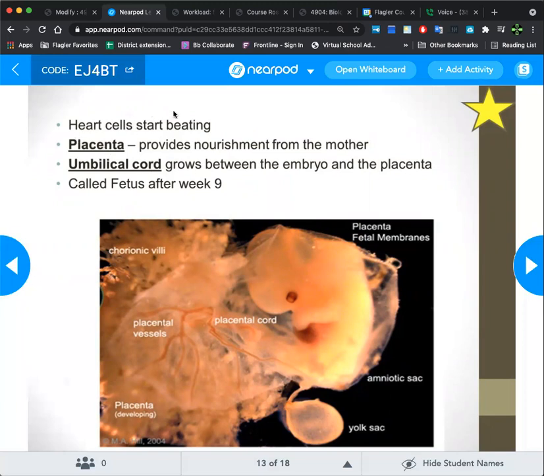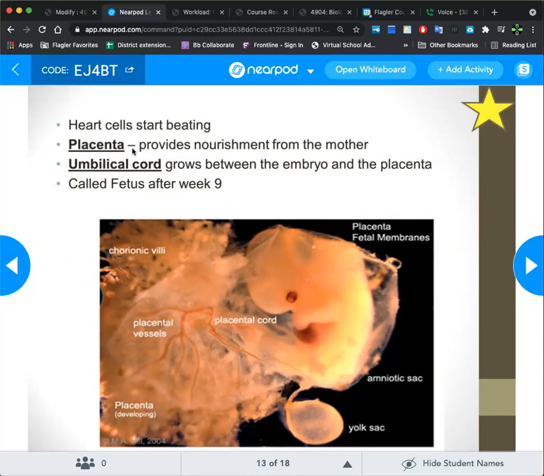All right. And then also keep in mind at this time, before we have the placenta and the umbilical cord, I'll get into that in a minute, the embryo is feeding off of a yolk sac. So no different than a chicken egg. There's a yolk sac in there that's providing nourishment for the embryo, so the embryo can grow until it connects to the mother. Now, the way it connects to the mother is the placenta and the umbilical cord.